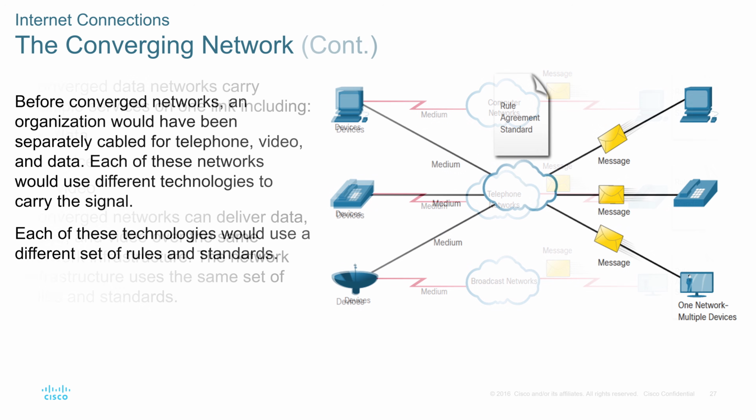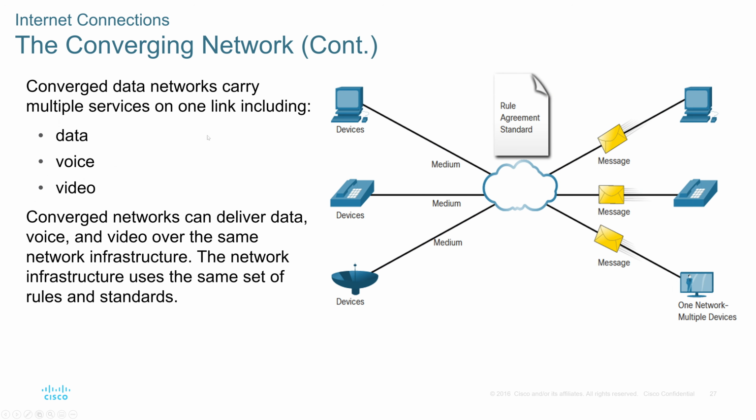But today, we have what we call the converged data network that carries multiple services on one link. So you could have one single data link, like a physical link, that includes data, voice, and video. Converged networks can deliver all of them on the same network infrastructure. The network infrastructure uses the same set of rules and standards.